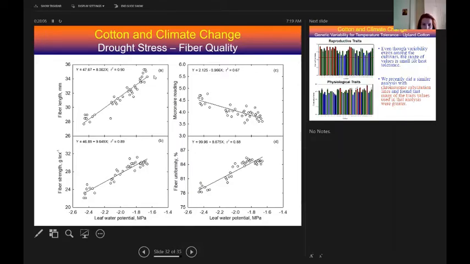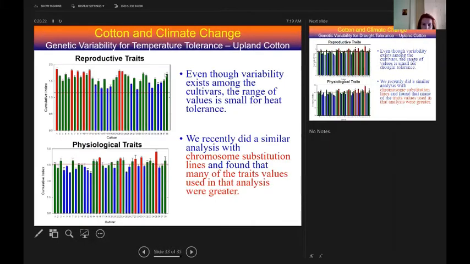We are currently looking at some aspects of fiber quality and some other environmental stresses on some of the chromosome substitution lines. I will come to that next. Looking at variability, we did some field level evaluation of about 38 cotton cultivars that are commonly grown in the US Mid-South. We developed a suite of physiological traits and a suite of reproductive traits, and classified them using an index, assigning a value to each and every cultivar grown in the field in the US Mid-South, to see what kind of variability we can get among the existing cultivars.